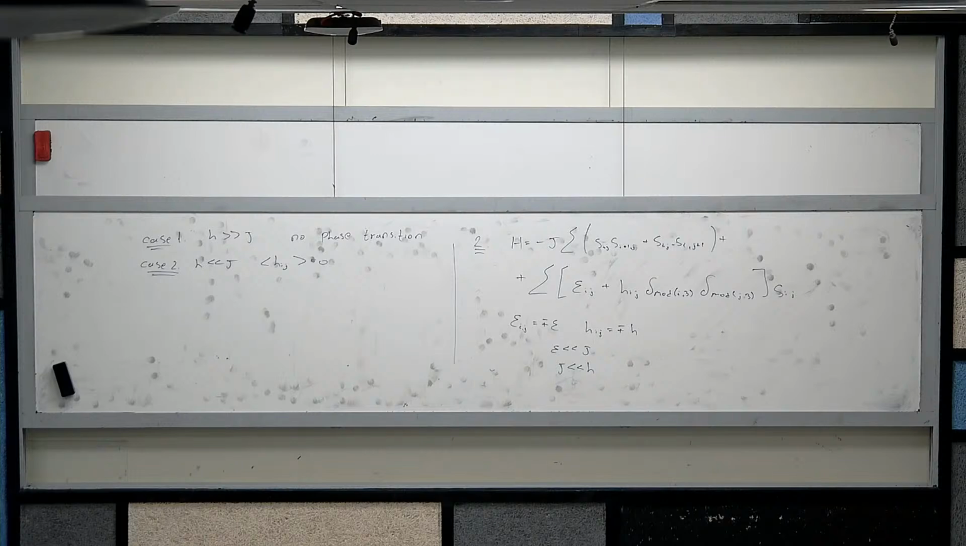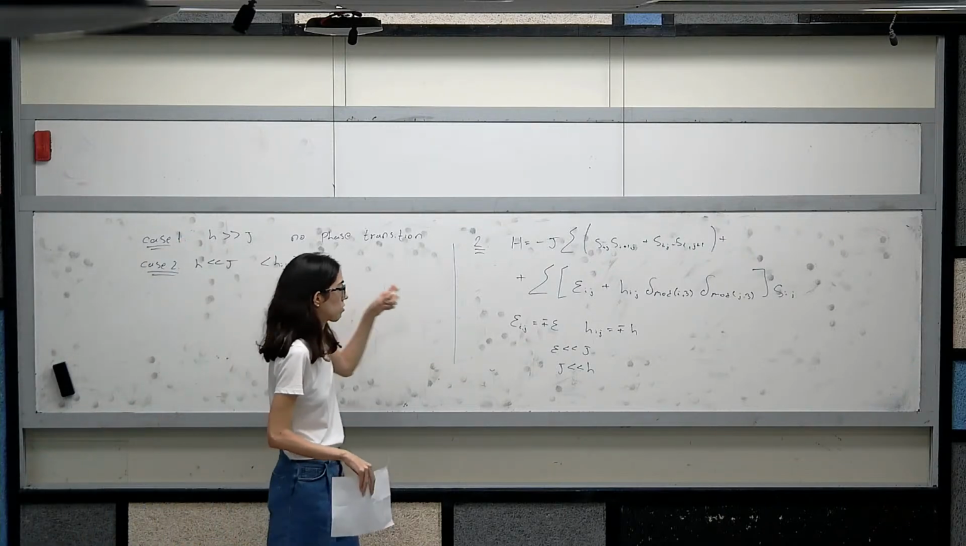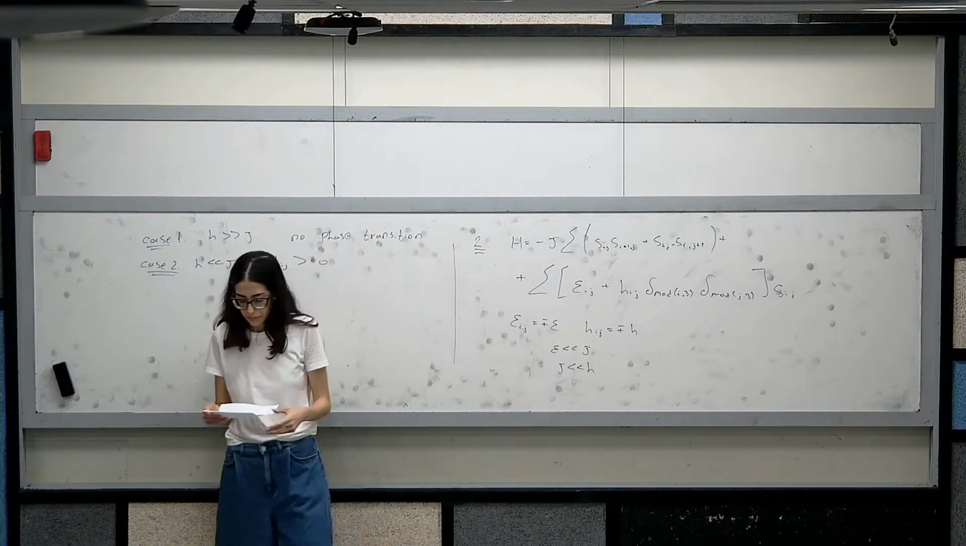Yeah, so epsilon is much smaller, so in that case it doesn't really matter. In that case, it's going to be exactly like HIJ.